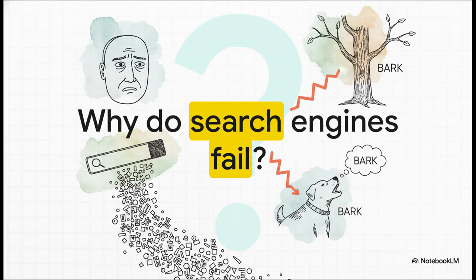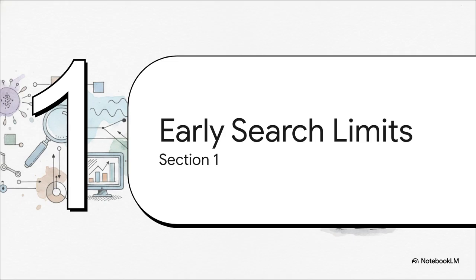Well, for a really long time, search engines didn't actually understand what you were asking. They didn't understand language at all. Instead, they treated your words simply as symbols. If you typed the word bark, the engine didn't know if you meant a dog or a tree. It literally just looked for the letters B, A, R, and K. Which brings us right to Section 1, the limits of early search. Let's take a look at exactly why those early systems hit such a massive wall.